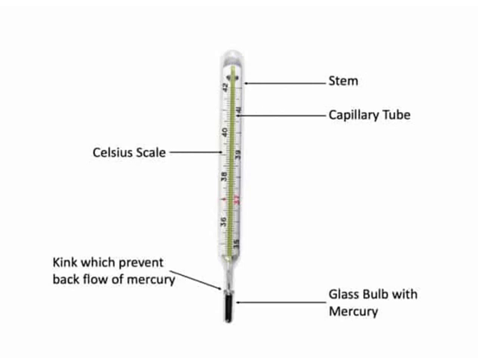So next is stem. It is a glass capillary tube through which the mercury or alcohol rises or falls as the object around the bulb warms or cools. Next is scale. The scale marked on the stem indicates the temperature of the substance. So next we will learn about the scales of the temperature.